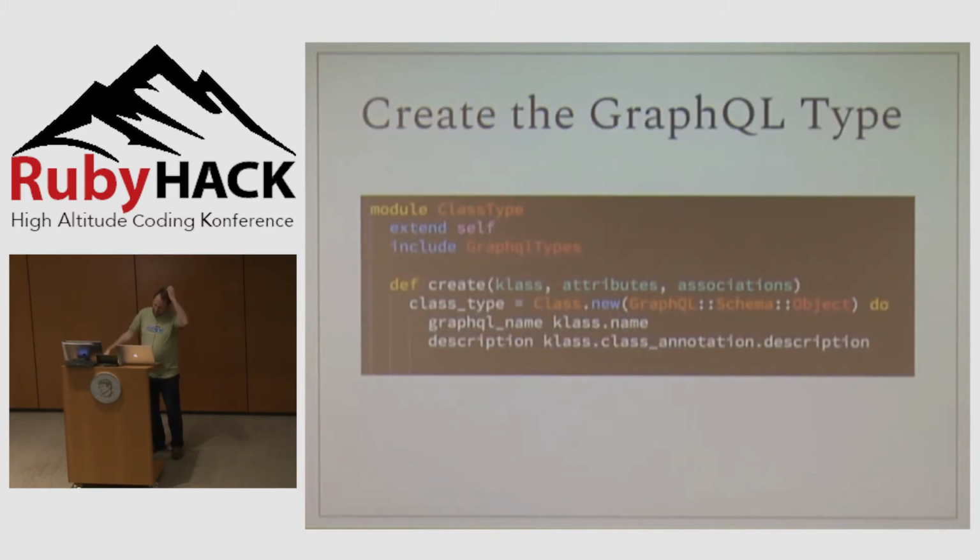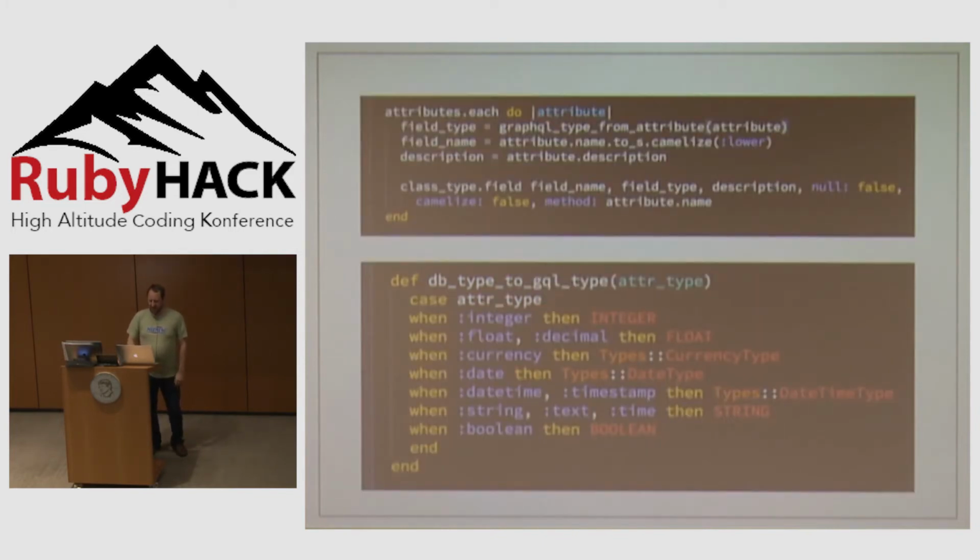And so then I just create a module that takes the class, the attributes, and the associations, and it's going to create a GraphQL type for me. Pretty straightforward. I have a class type. GraphQL name is just the same as the class name. The description is the same as whatever I've annotated it to be. I just loop through all the attributes first. The field type, this is actually a different file, but Active Record only has a fixed set of all the different types that you can get, and I just map those to whatever GraphQL type I want. And so that's the type.